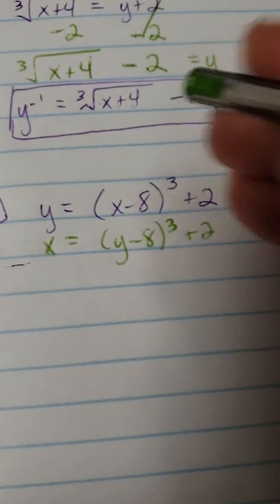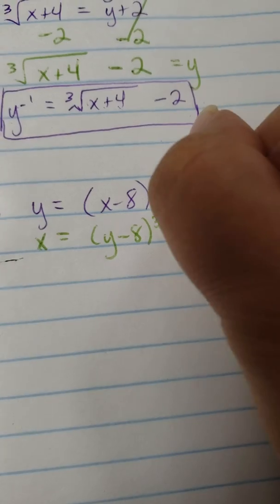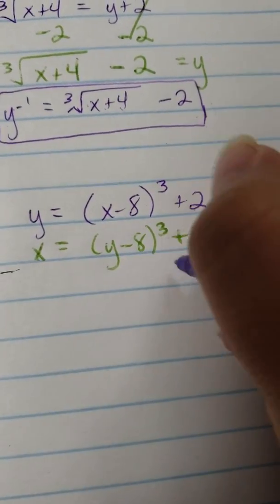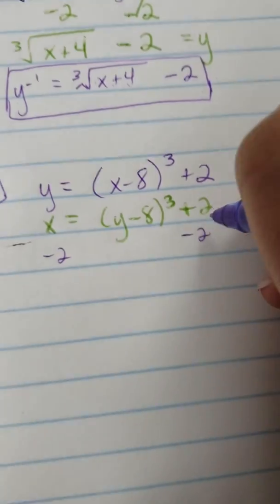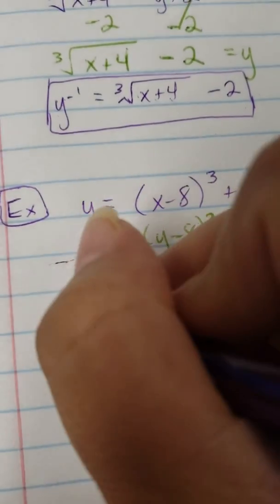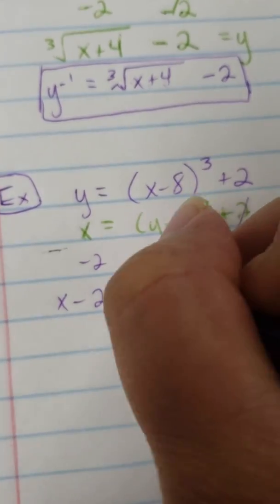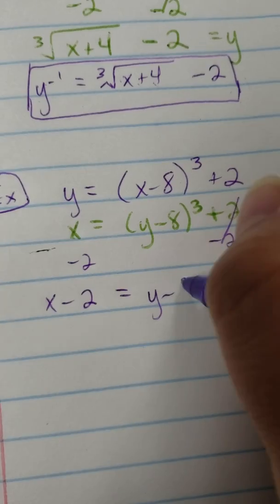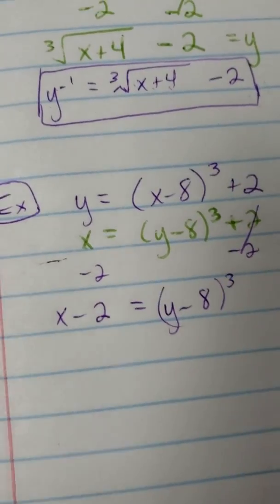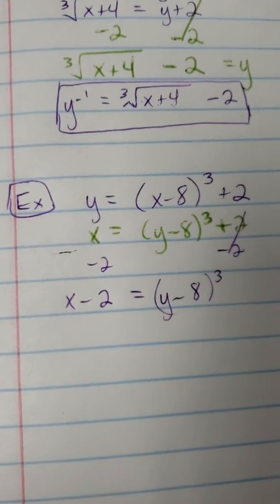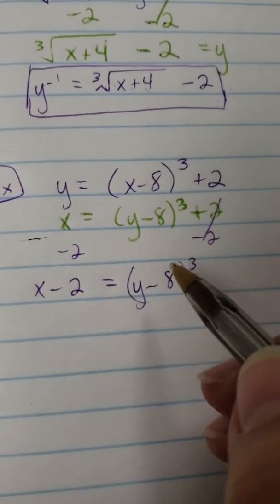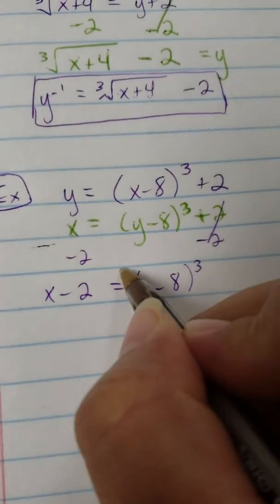So we're going to get rid of the plus 2 first, so subtract 2 from both sides to get rid of that. We're left with x minus 2 is equal to y minus 8 cubed. Okay, and then we get rid of this, the 3, so let's cube root.